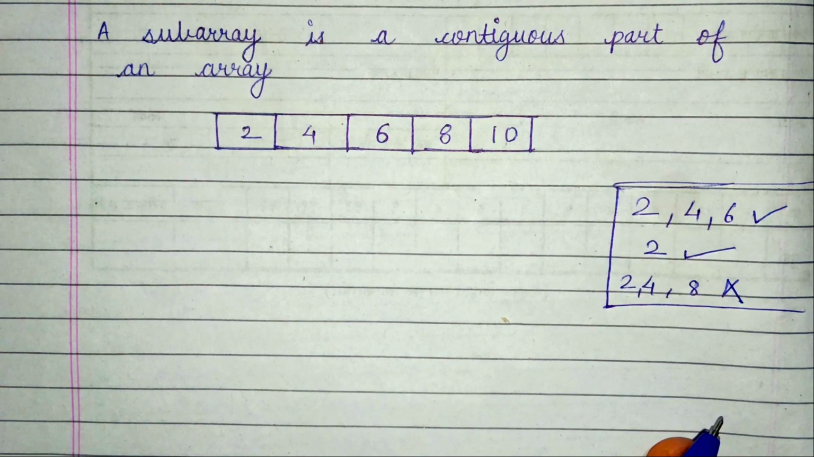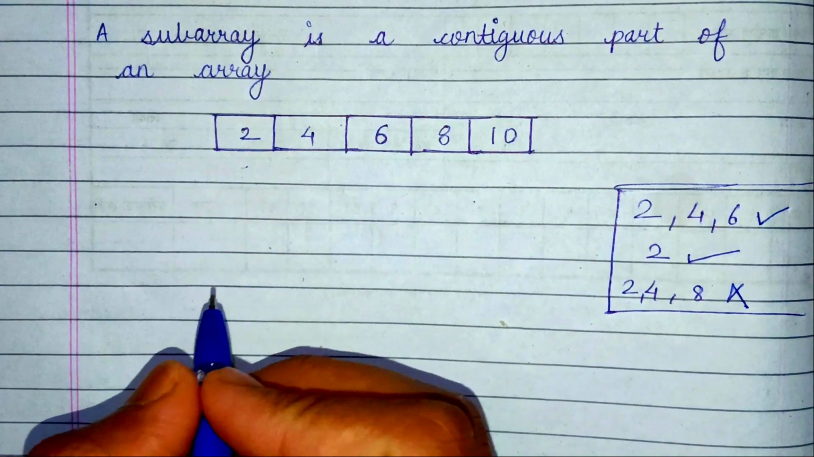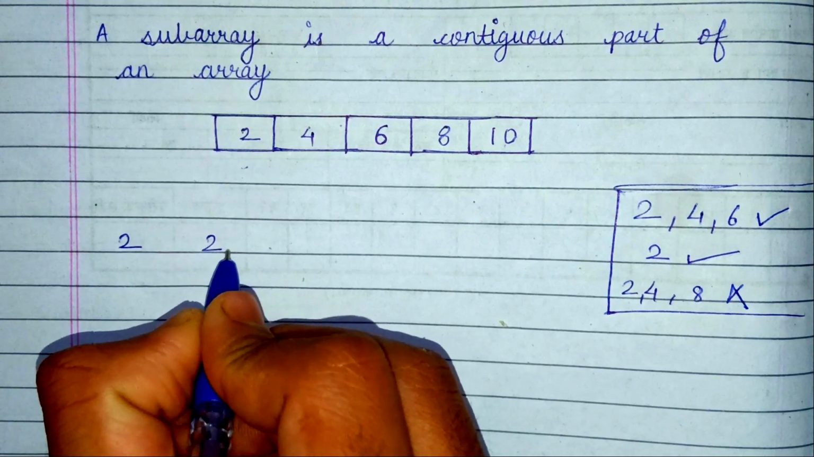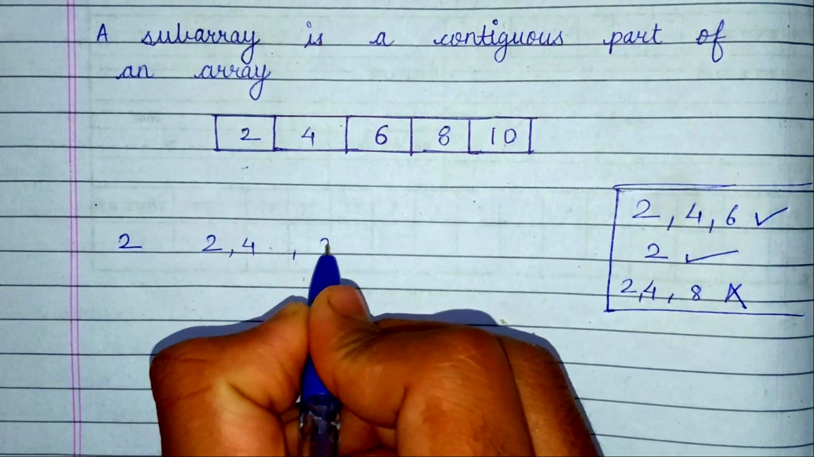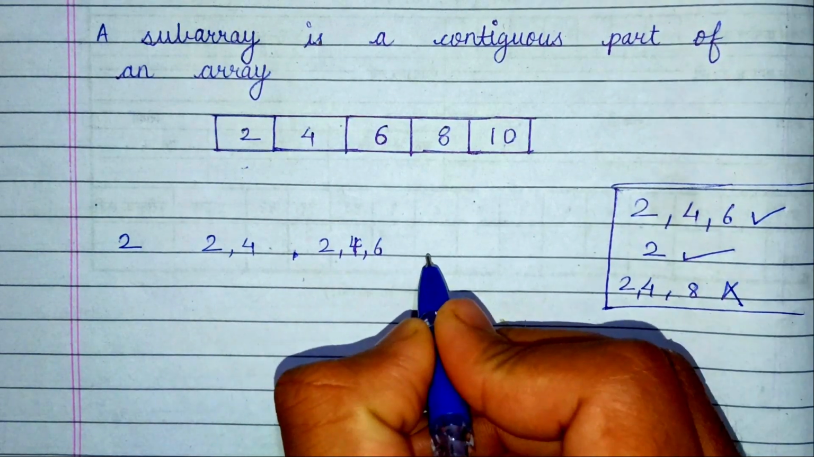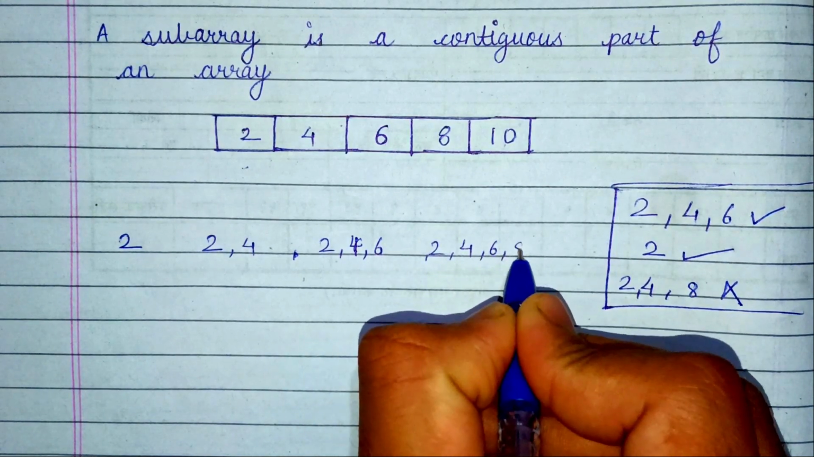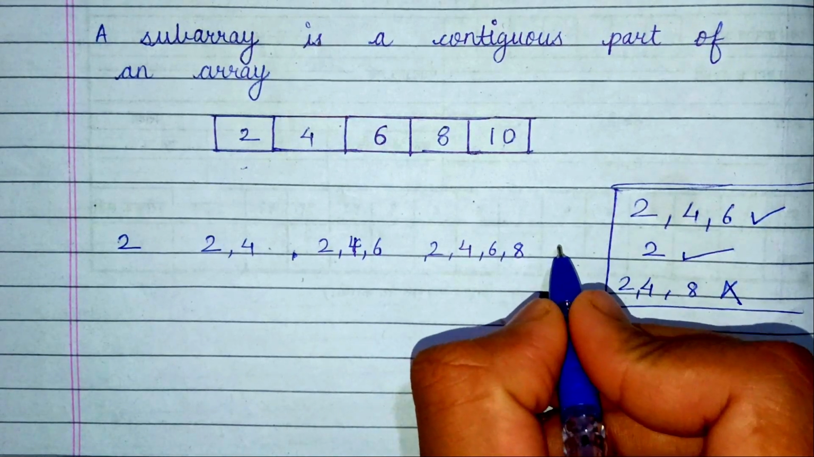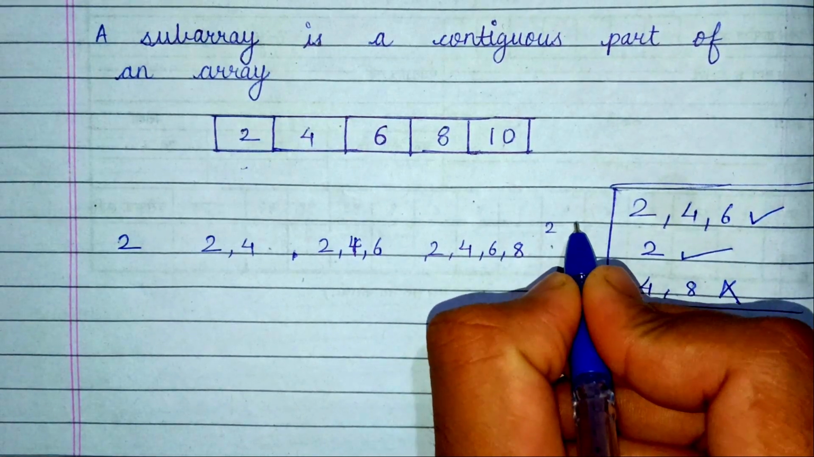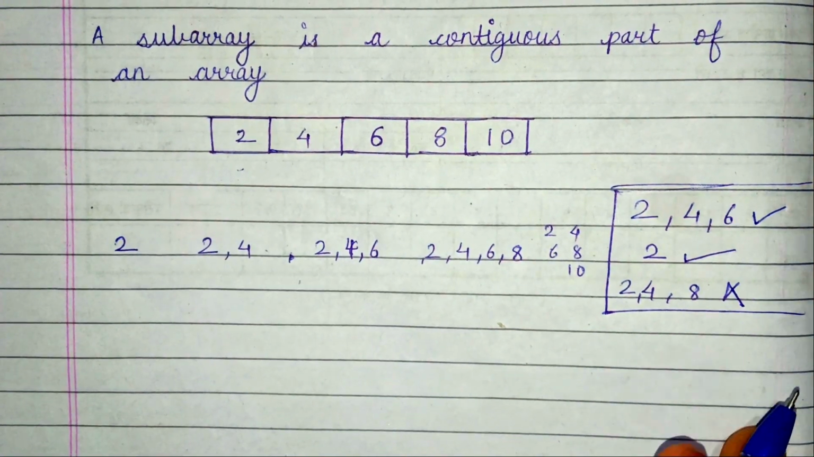What will be the subarrays which start from 2? So 2, then 2 and 4, 2 4 6, then 2 4 6 8, and 2 4 6 8 10. So this will be the subarrays.